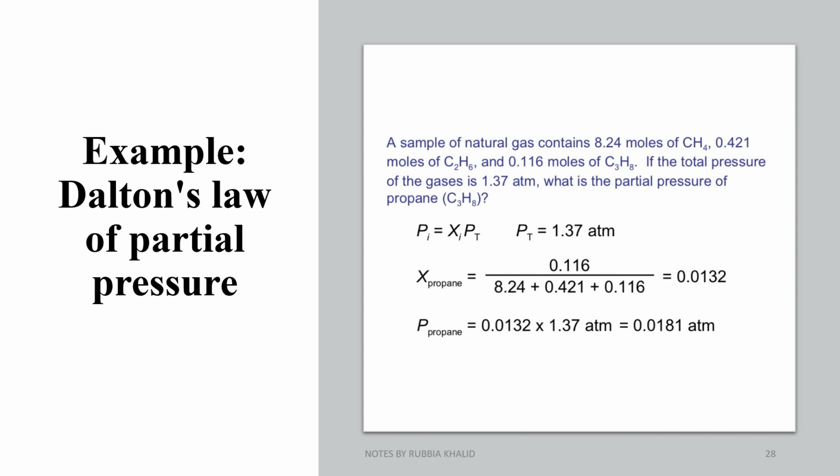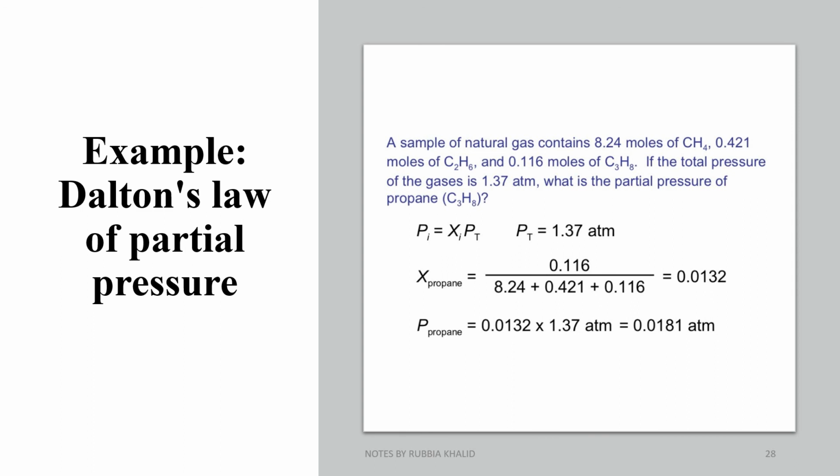So here I have an example of Dalton's law of partial pressure. A sample of natural gas contains 8.24 moles of CH4, 0.421 moles of C2H6, and 0.116 moles of C3H8. If the total pressure of the gases is 1.37 atm, what is the partial pressure of propane? They have given you the total pressure and asked you to calculate the partial pressure of propane.